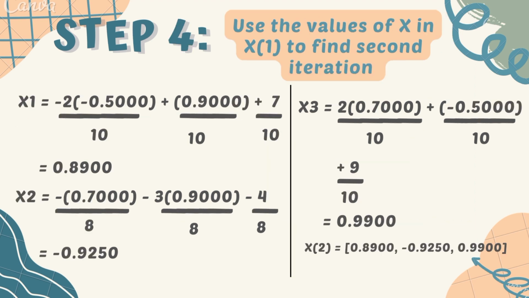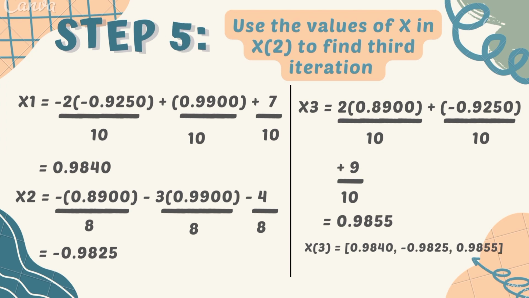The fourth step is use the value of x in iteration 1 to find second iteration. Then we got the second iteration, which are x1 is 0.8900, x2 negative 0.9250, and x3 is 0.9900.